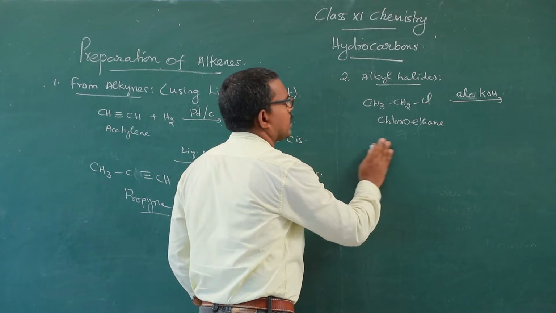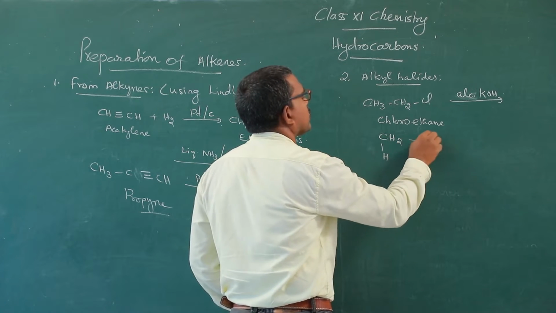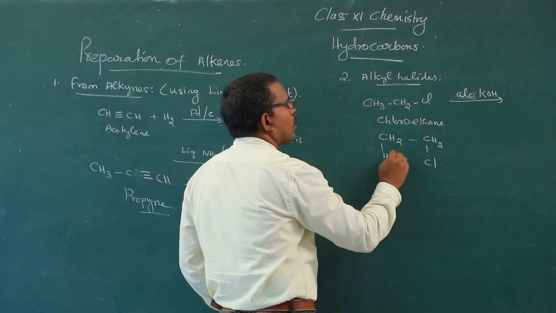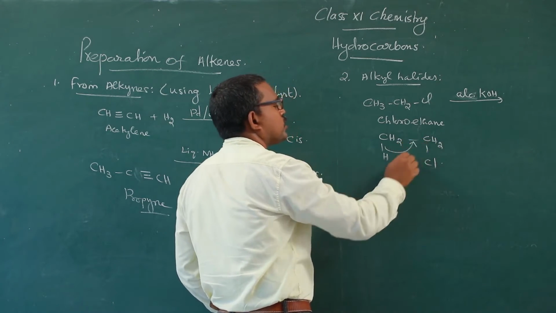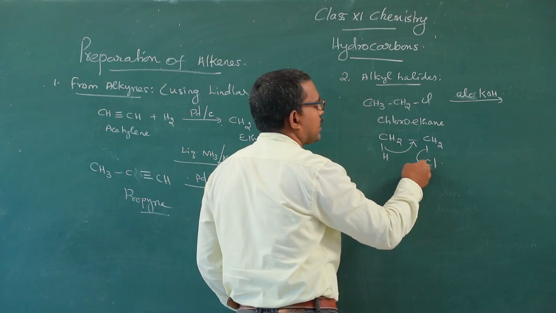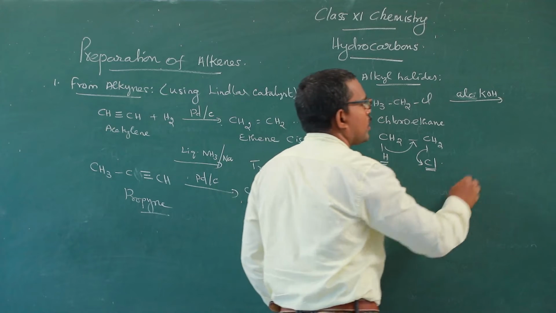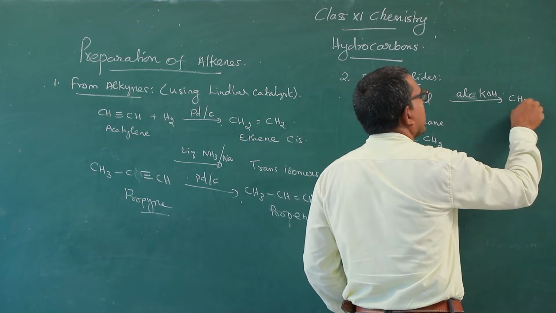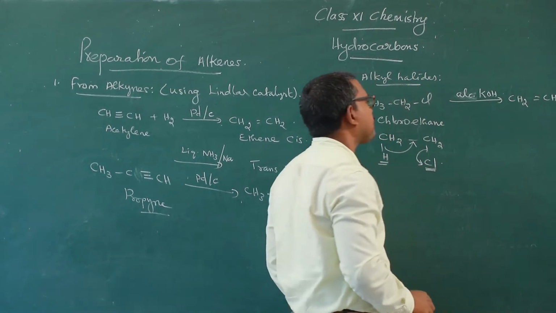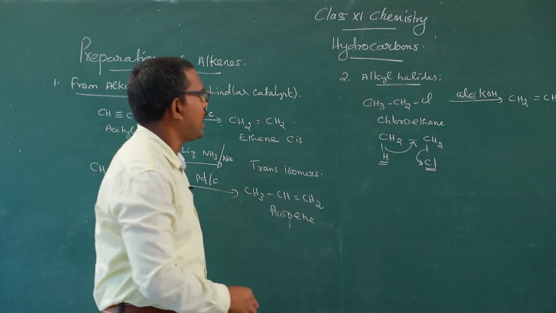How does this elimination reaction take place? Listen, it is written like this: CH3CH2Cl. One of these bonds shifts in between the two methylene groups. This bond shifts here. Here H plus is eliminated, here Cl minus is eliminated. So the resultant product is CH2=CH2 plus HCl. This is the reaction with the help of alkyl halides.